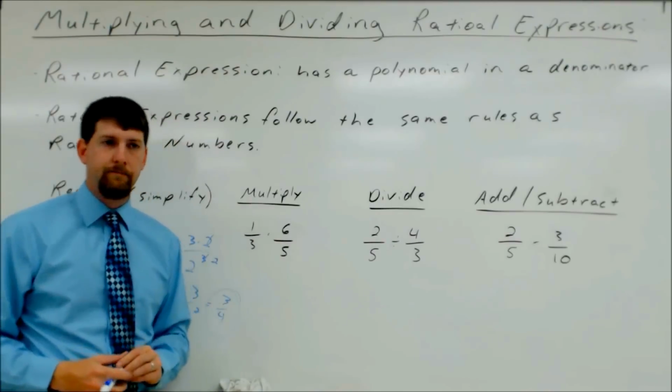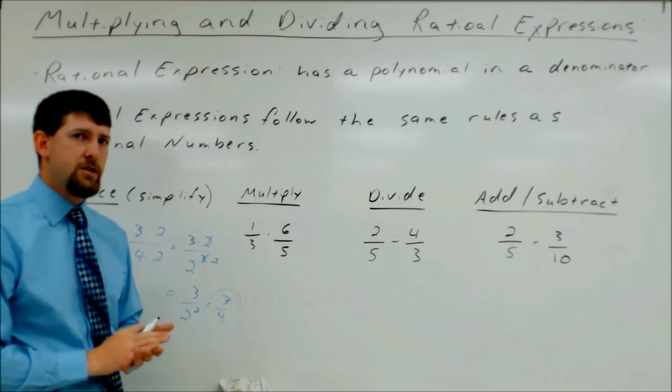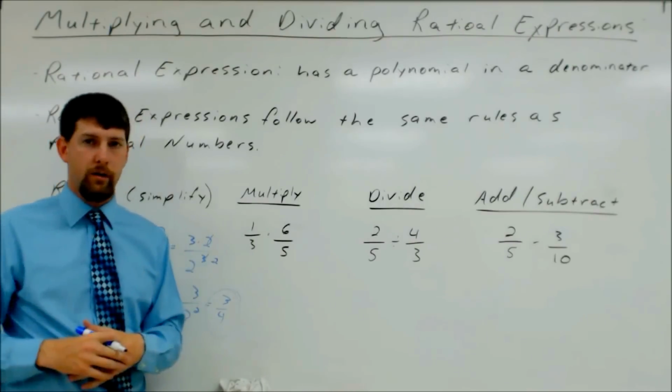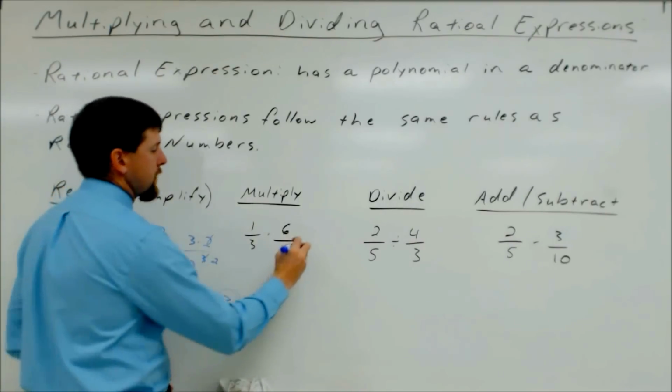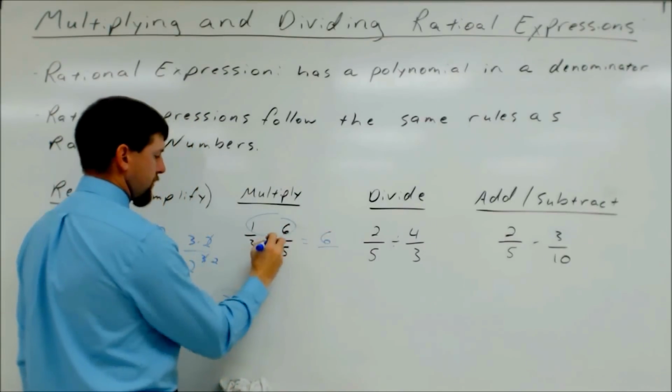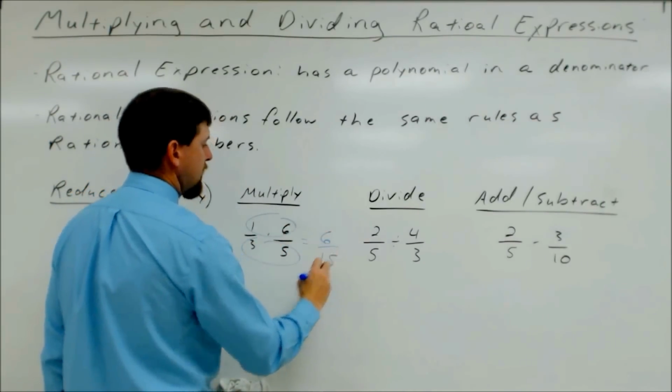Now let's look at multiplying. To multiply fractions, remember we just put the numerators together, put the denominators together. We always say multiply straight across. So if I'm going to multiply these, I'm going to put 1 times 6, which gives me 6, 3 times 5, which gives me 15.